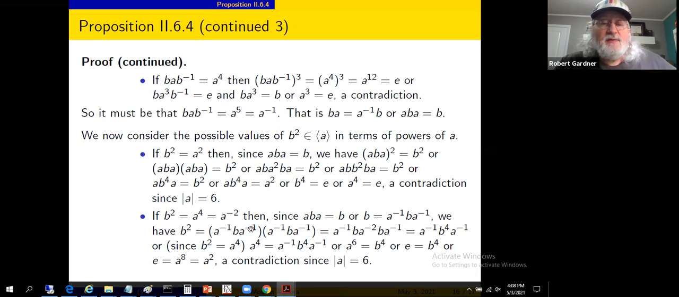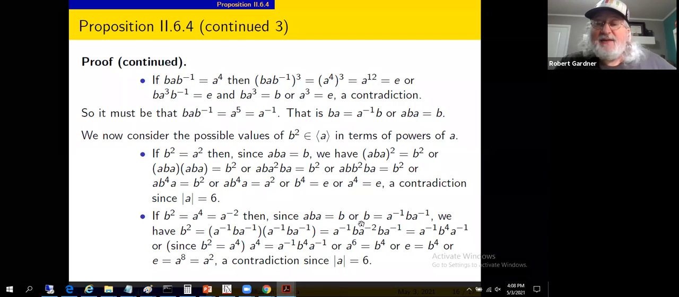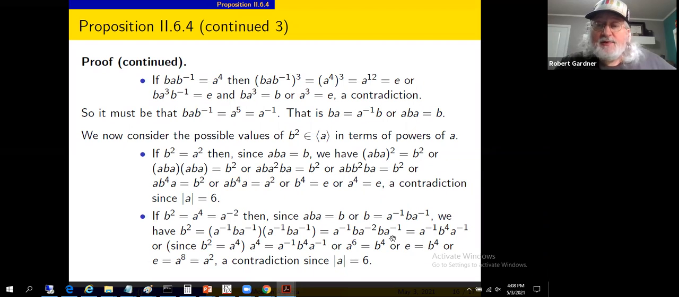Square both sides of this. B squared equals ABA inverse times itself. That would be A inverse B, A to the negative 2 times B, A inverse. A to the negative 2 is the same as B squared, because we hypothesized that. So we can replace the A to the negative 2 with a B squared. That gives us A inverse B, B squared, B, A inverse, which gives us a B to the fourth, sandwiched between a couple of A inverses.